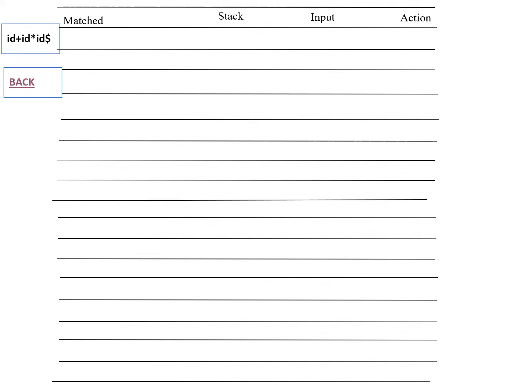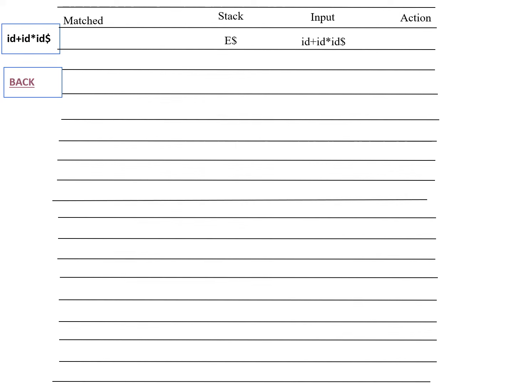So we have the stack and the input buffer. What is the content of the stack? Initially dollar, and then E, because E is the start symbol. Hence we place E onto the stack. The input is id plus id star id dollar. IP is the input pointer, pointing to the starting symbol, that is id.